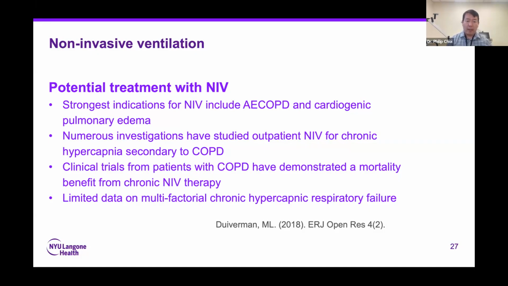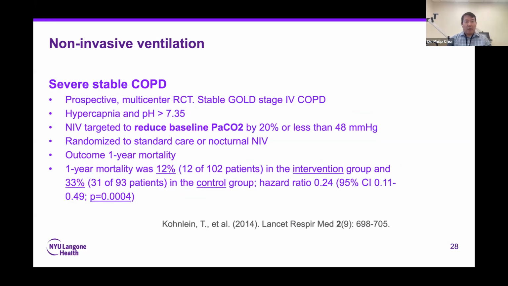But I think there's a little bit more limited data, again, in terms of the patients that we see who have multifactorial respiratory failure, whether it's COPD plus heart failure, COPD plus obesity, and then also medications that might cause decreased drive. In severe stable COPD, I think this is the data that a lot of us know a little bit better. There's this prospective multi-center randomized control trial of stable GOLD 4 COPD. So that's an FEV1 of less than 30%.